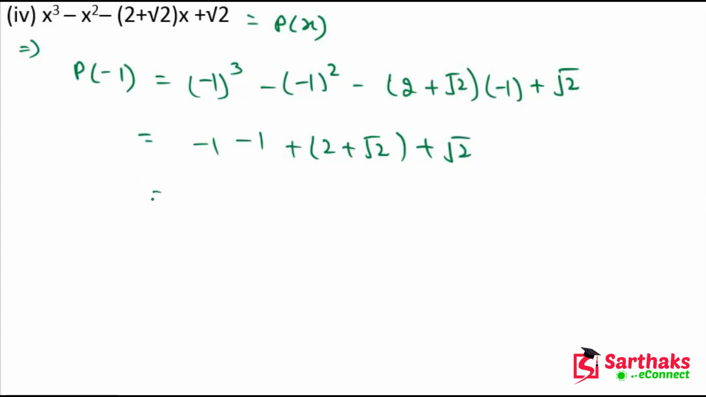And we get minus 2 plus 2 plus 2 root 2. So this will be cancelled. We get twice of root 2. Twice of root 2. So this is not equal to 0.